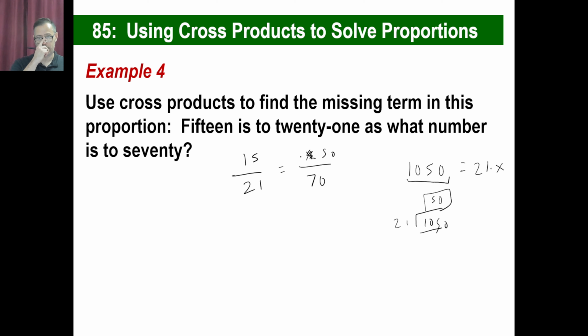By the way, very quickly, you should check to see if your answer is reasonable. Like in this proportion, the numerator is less than the denominator. Does that hold true here? Is the numerator less than the denominator? Yeah. So that doesn't prove you're right, but at least it'll tell you that's a reasonable answer.